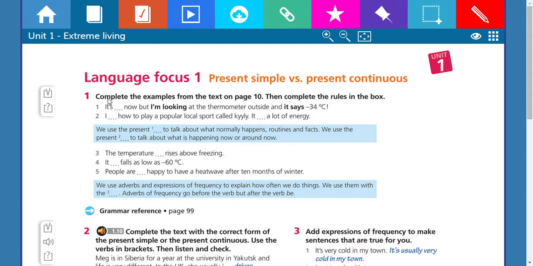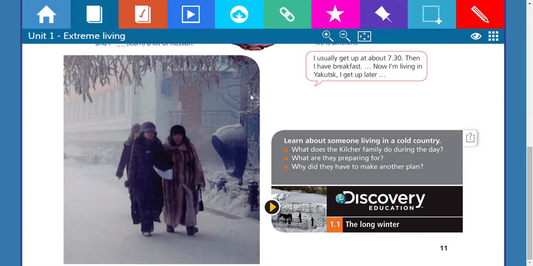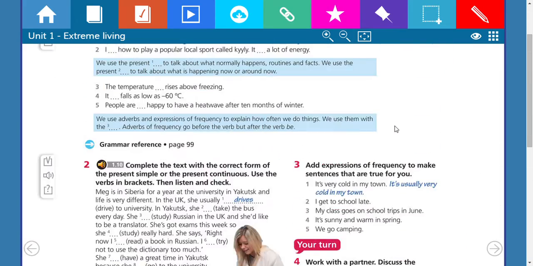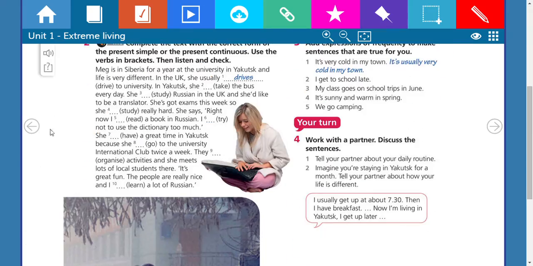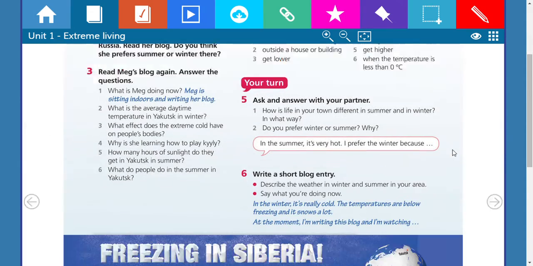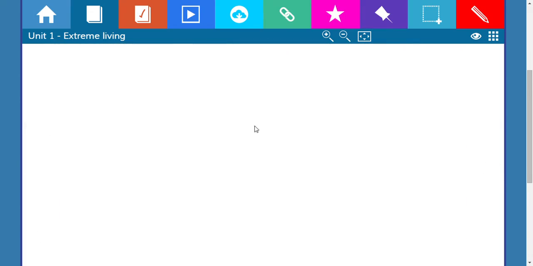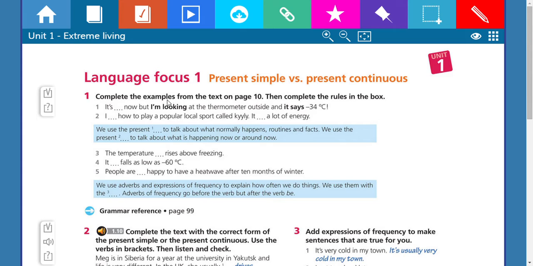Look, in number 1 it says complete examples from the text on page 10. So let me see, page 11, so it's talking about this page, on page 10. Complete the examples from the text on page 10, then complete the rules in the box. Now let's see. Those sentences are from the text, okay?